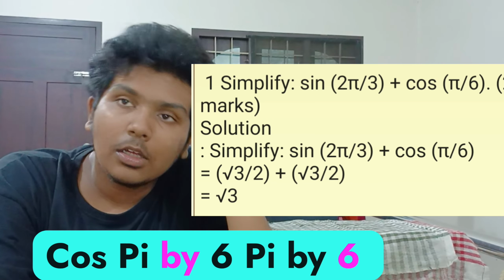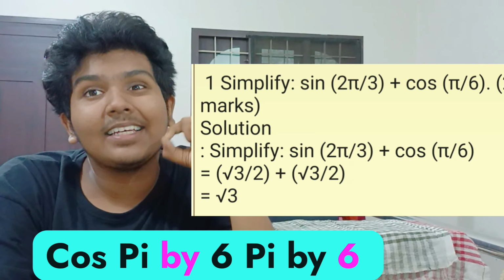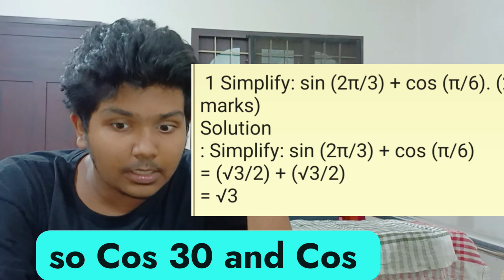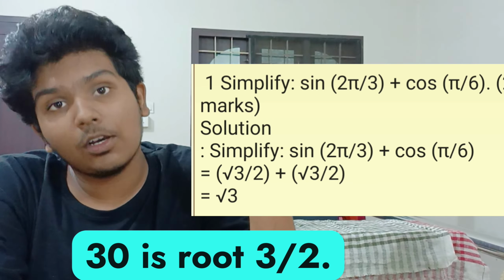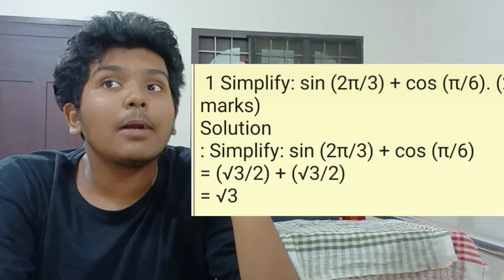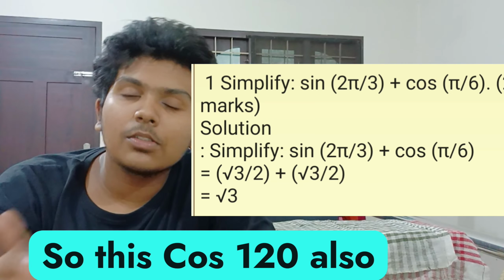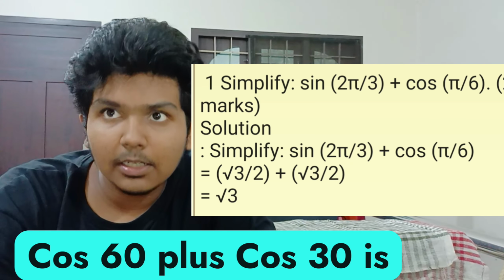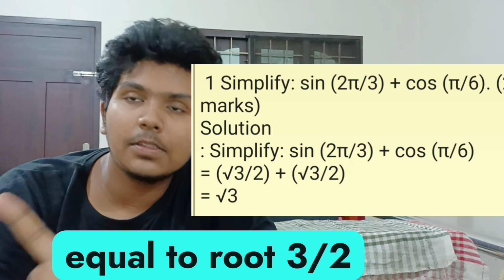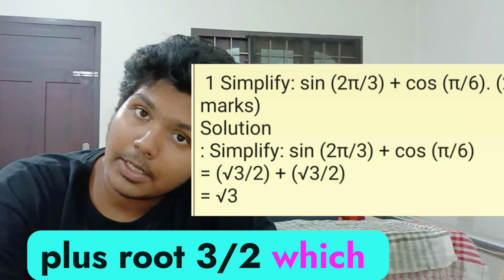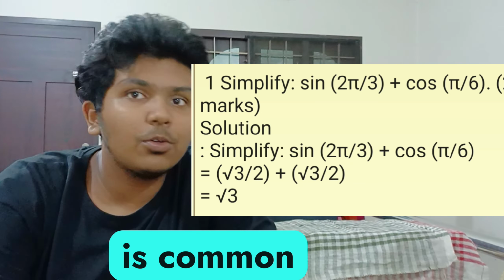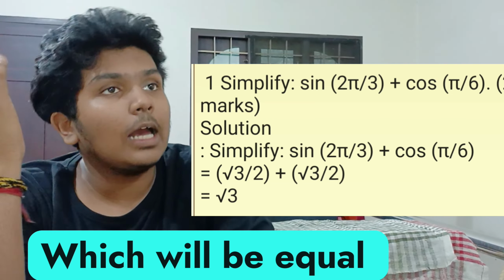For the other one, cos pi by 6. Pi by 6 meaning 180 by 6, which is 30. So cos 30, and cos 30 is root 3 by 2. So sine 120 plus cos 30 is equal to root 3 by 2 plus root 3 by 2, which will be 2 root 3 by 2, and the 2 is common, so it will be cut, which will be equal to root 3.